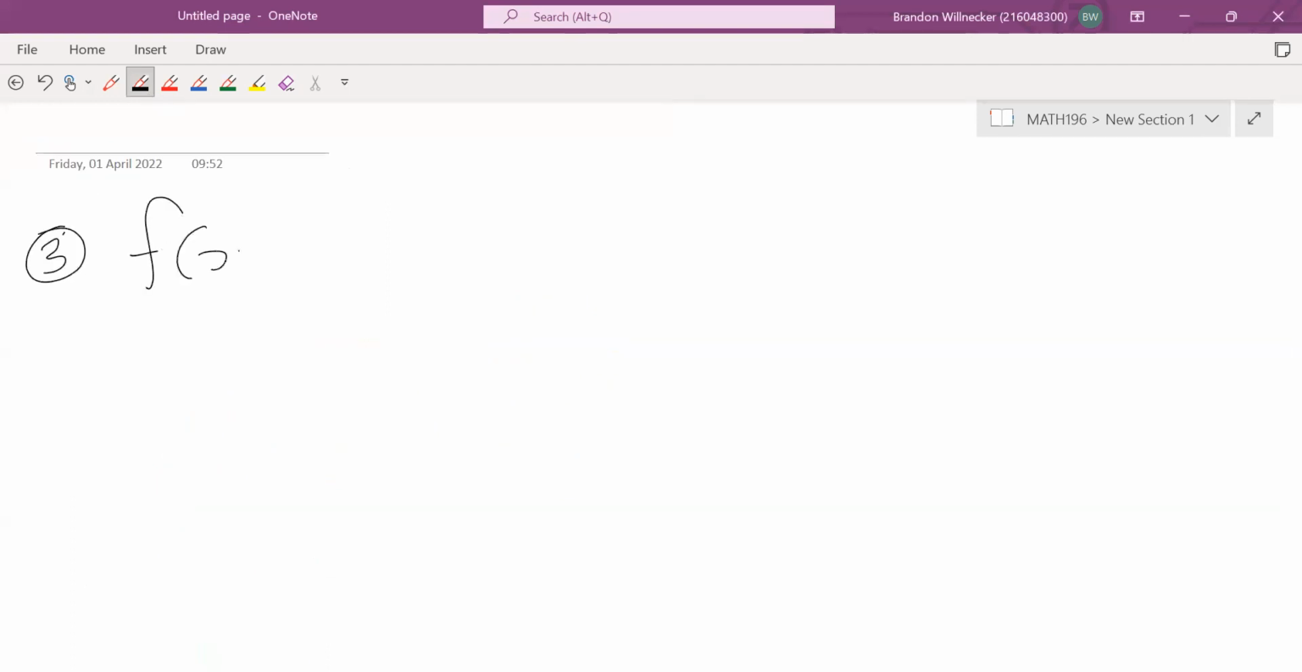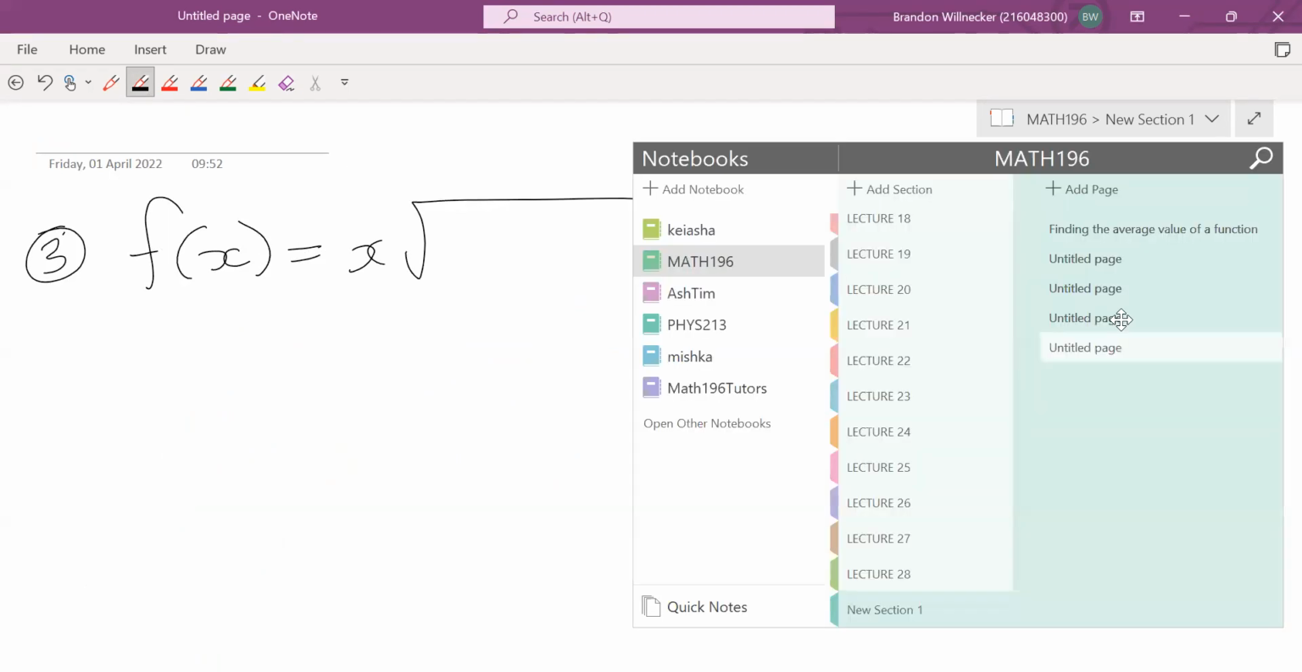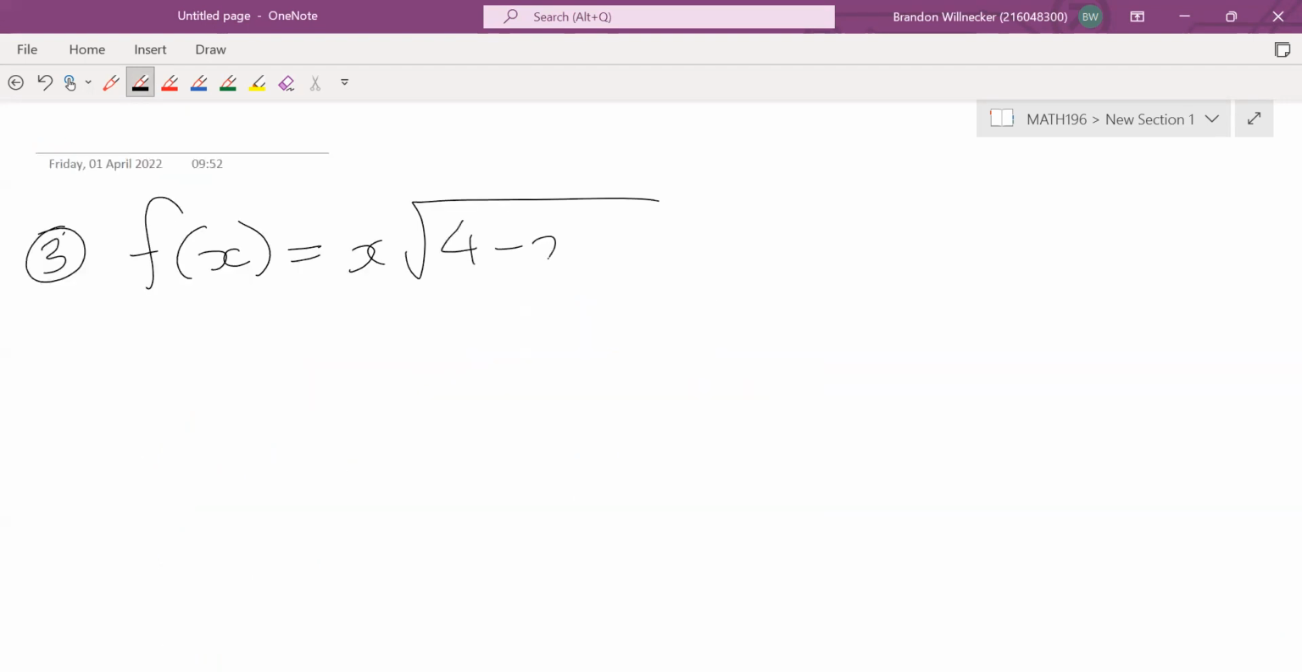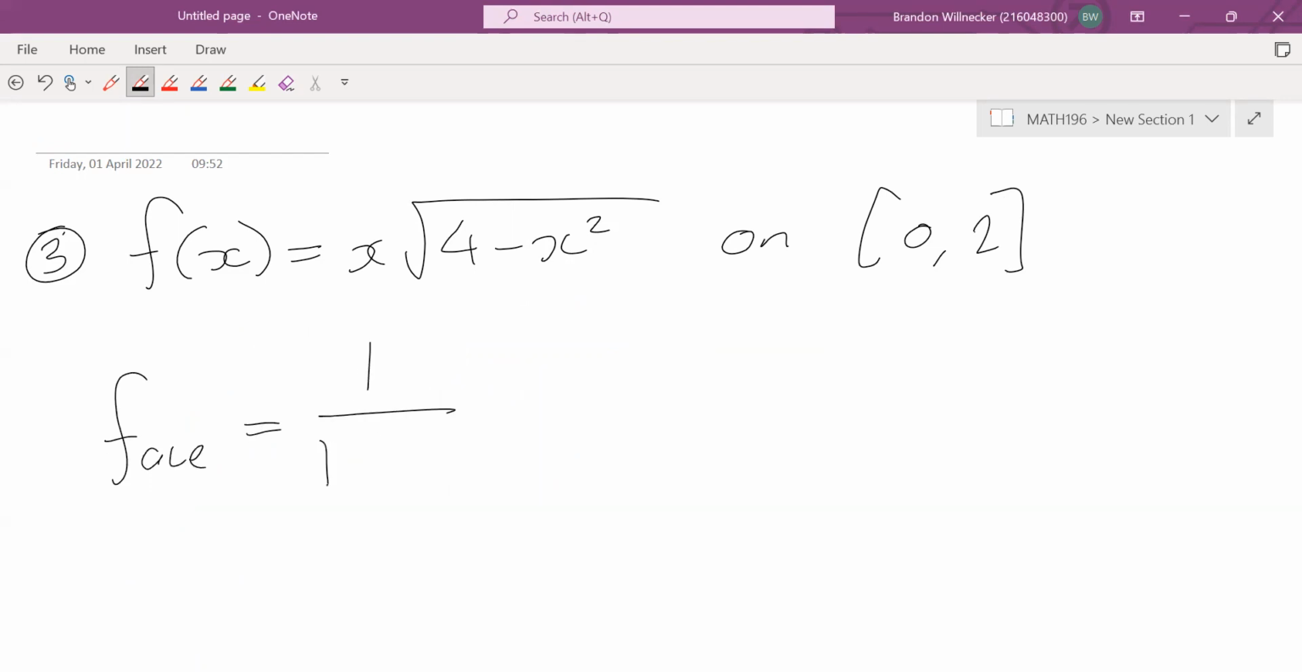So we're given the function f of x is x square root, what did we have there? 4 minus x squared. Okay, and then this was on the interval from 0 to 2. Okay, we want to find the average value of this function. So we start off with the average value formula. So f average is 1 over b minus a, the integral from a to b of our function.